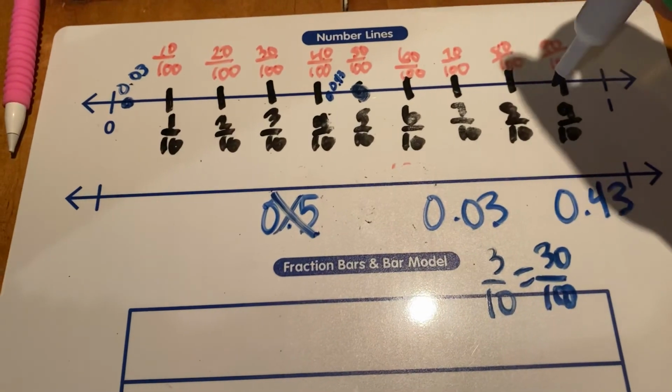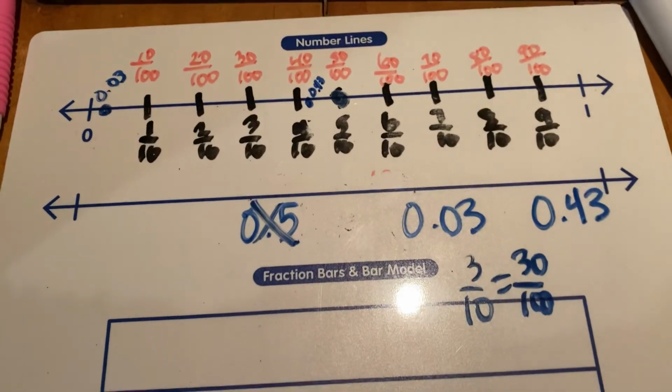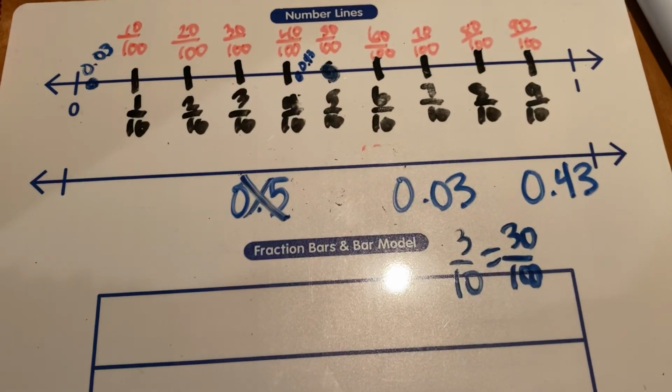So make sure that you are labeling those number lines and thinking about the relationship between tenths and hundredths tomorrow in your cumulative review.